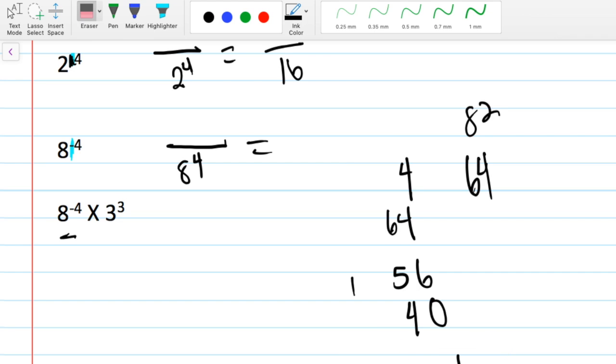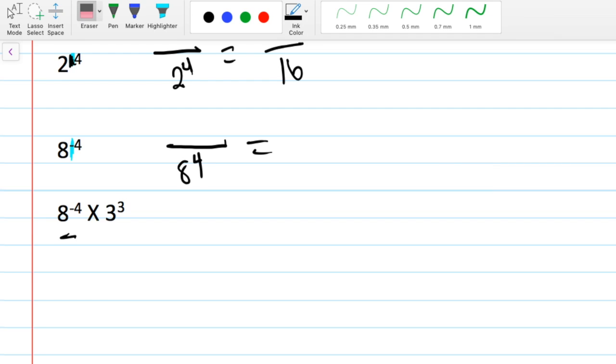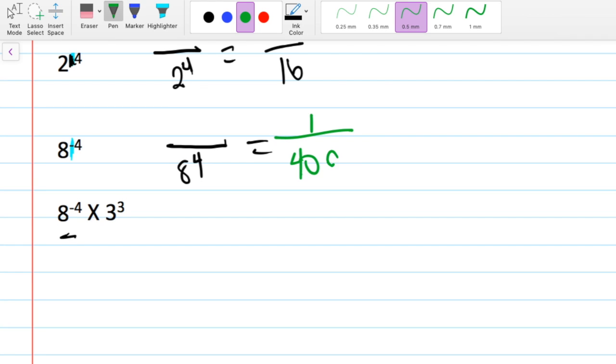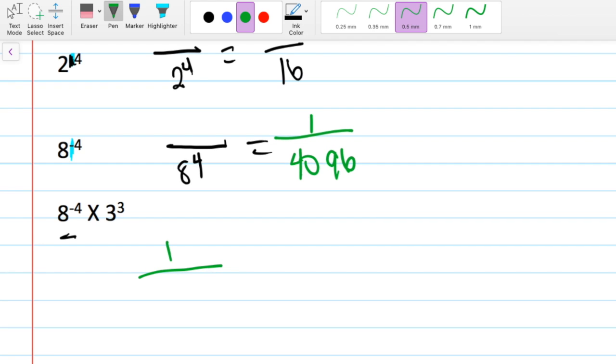I hope this little trick is helping you. It makes some sense. And let's not forget the 1 that goes on top of it. So 1 over 4096. Okay? So now we know that 8 to the negative 4 is the same as 1 over 4096.